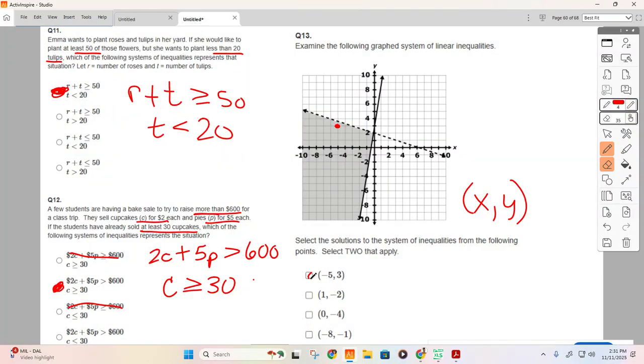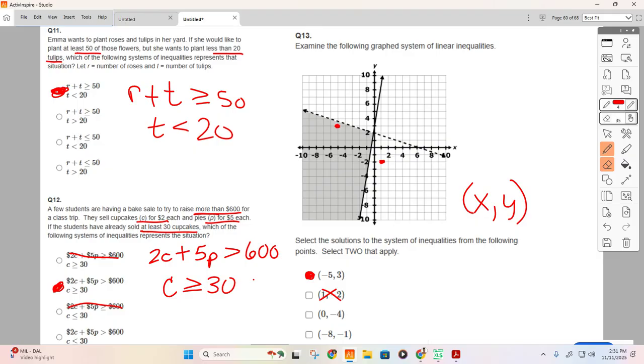That is in my shaded region. That is correct. 1, -2. I go over to the 1, down to the 2. That is not in my shaded region. That is not correct.